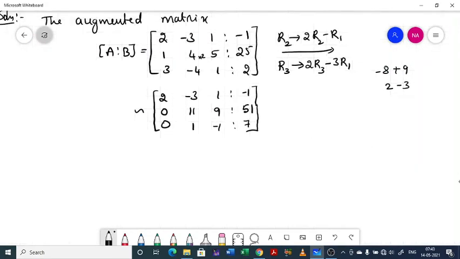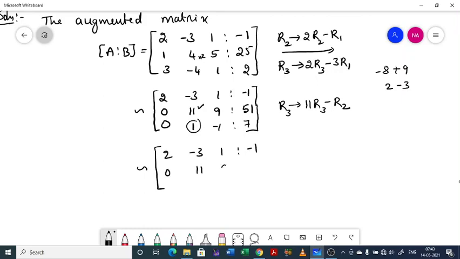Now we have to make this entry 0 by using this one. So the suitable operation is R3 changes to 11R3 minus R2. Instead of dividing the second row by 11, you can multiply 11 to the third row. So first two rows no change. 2, minus 3, 1 colon minus 1, 0, 11, 9 colon 51, 0, 0, minus 11, minus 1 into 11, so minus 11, minus 9, so minus 20.